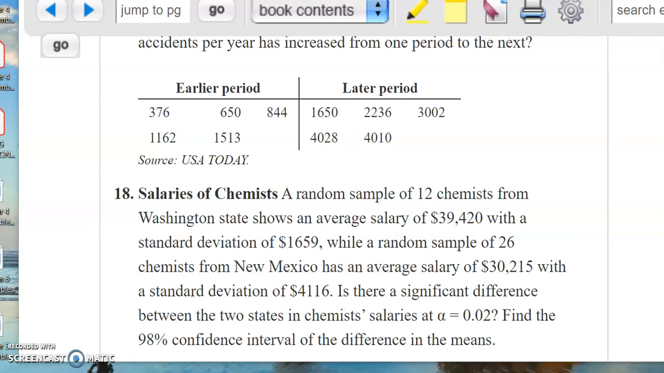Hello, ladies and gentlemen. This is going to be the Chapter 9 quiz. This is problem number 18. Okay, let's take a look at the problem here. Salaries of chemists.